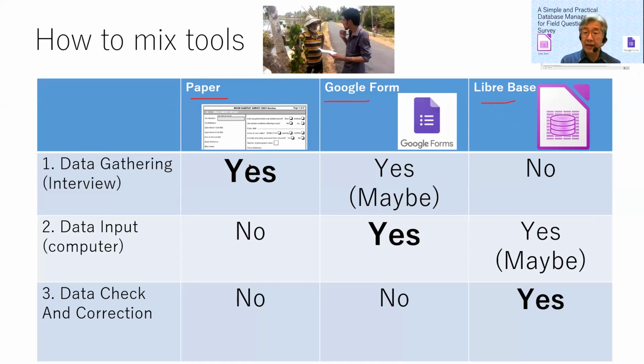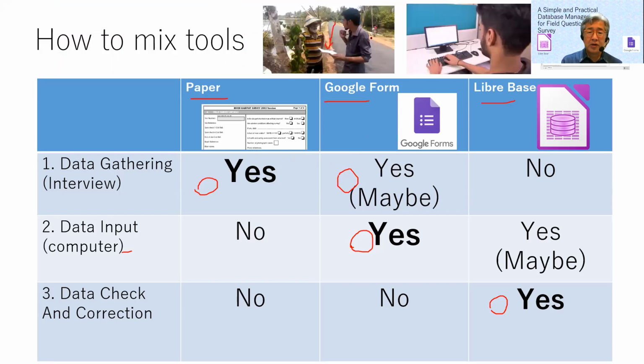So how can we use them? For data gathering, the interview, of course, paper is best. But when you go to data input, Google Form is best. And for data check, Libre Base is the best. But there is another tricky situation. Sometimes when you have a smartphone in your hand, you can use the Google Form directly for data input. However, under the sun, sometimes it's very difficult to put data into a smartphone. Sometimes it's better to put it on paper.